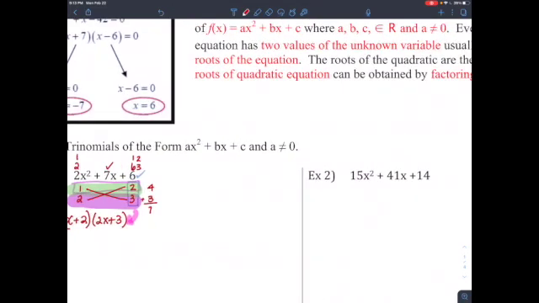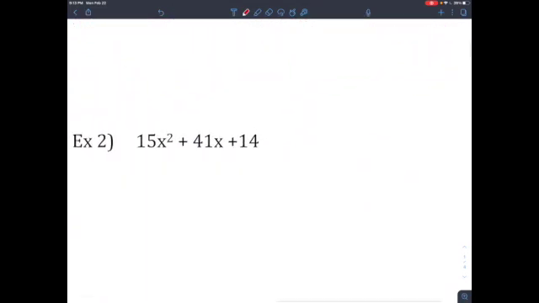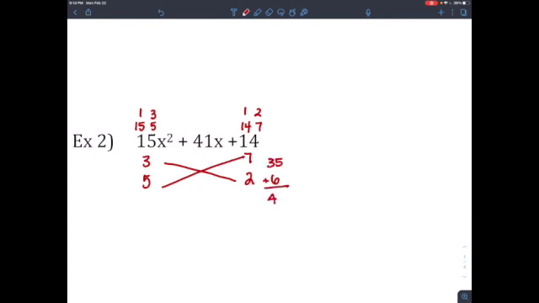So example number 2, let's break it down. It has a little bit more combinations: 1 and 15, 3 and 5, and this one's 1 and 14, 2 and 7. Now, which one will give you a possibility of 41 in the middle? If I go 3 and 5, with 7 on top, that will give me 35. And if I put the 2 on the bottom, that will be plus 6. So 3 times 2 is 6, 5 times 7 is 35, and when you add them together, 41. And you are done. The answer is going to be 3x plus 7 sideways and 5x plus 2.